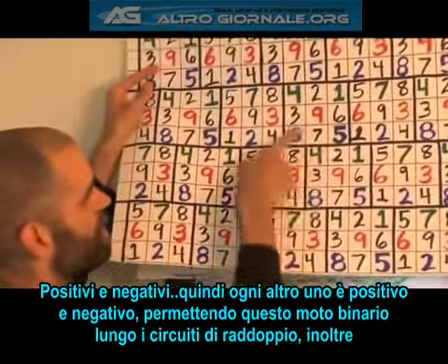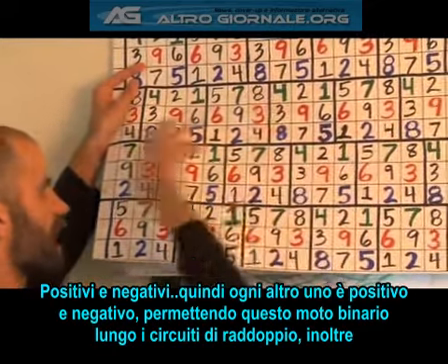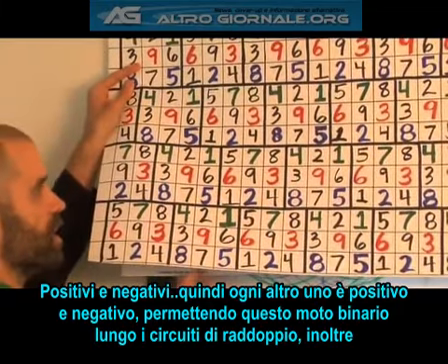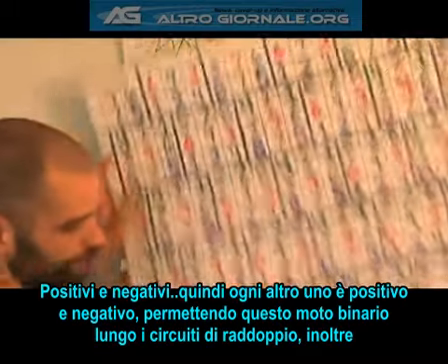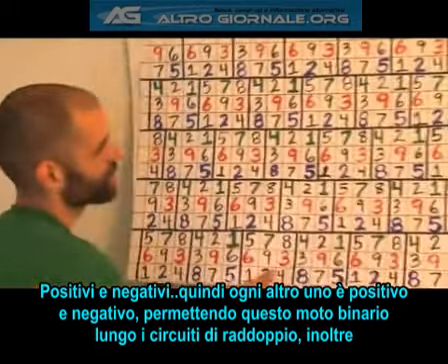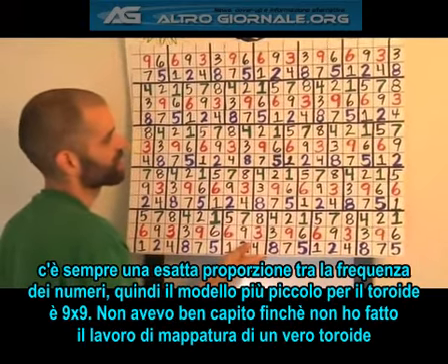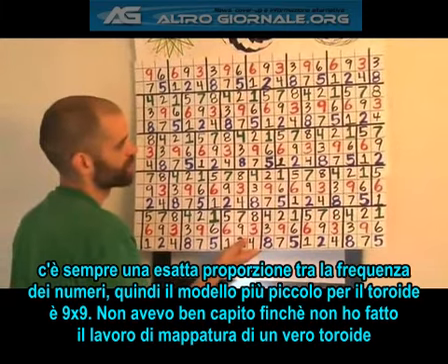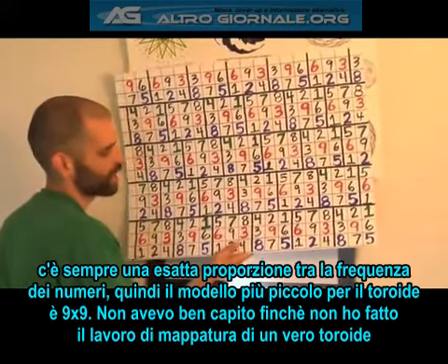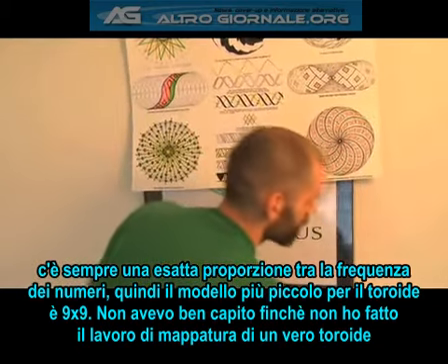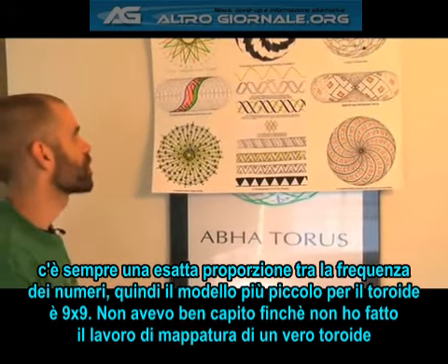I've got my positive ones. These are negative. So every other one is positive and negative, which is allowing that binary motion to go on along the doubling circuits. And also, there's never any more of any number than any other number. They're always in exact proportion. All right, and so the smallest I can have to make a toroid is a 9 by 9, and I'm going to show how that works. That was never understood until I did the work on it to actually show how to map a true torus.